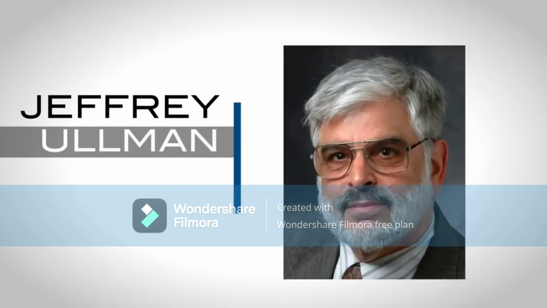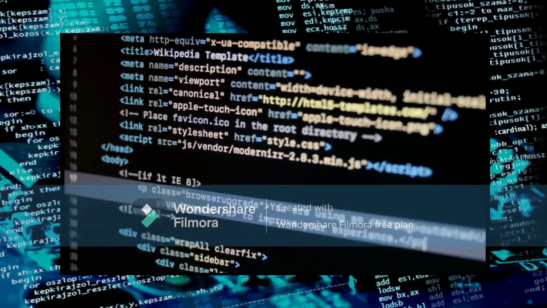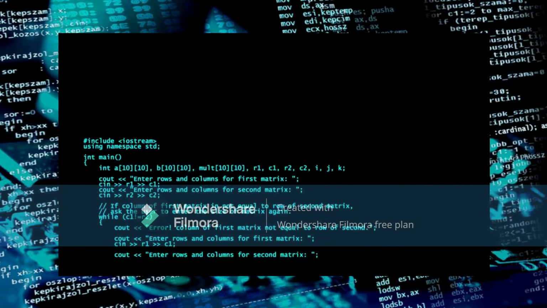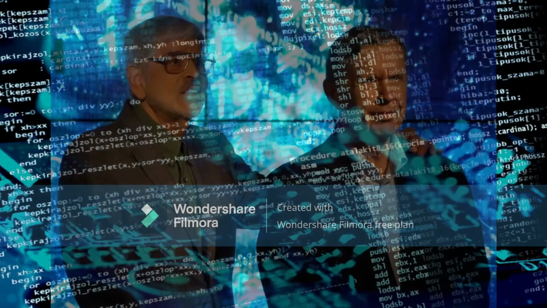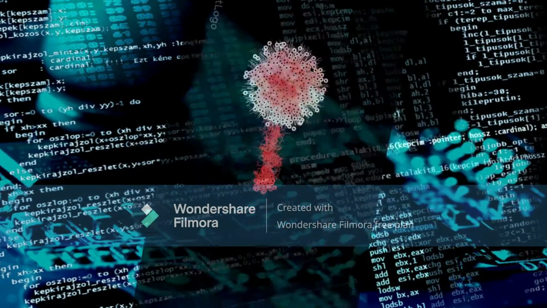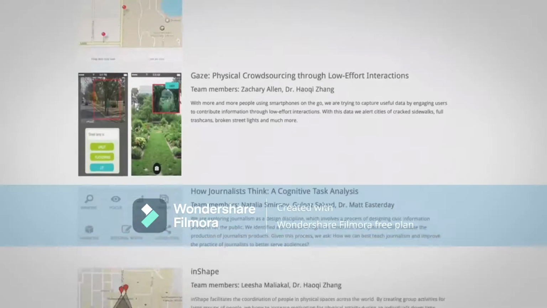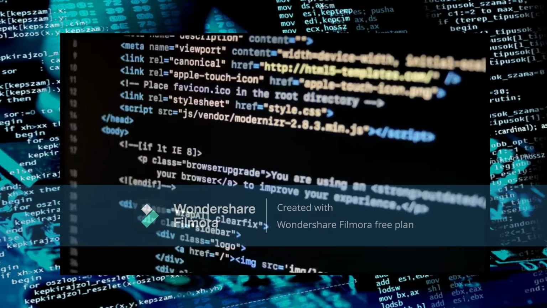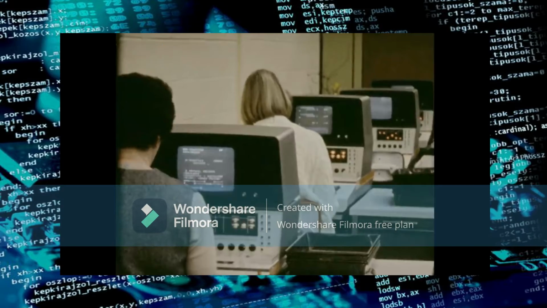Alfred Aho and Jeffrey Ullman developed efficient algorithms for analyzing and translating programming languages. Their joint and individual research contributions over the span of several decades have shaped the foundations of programming language theory and implementation, as well as algorithm design and analysis.